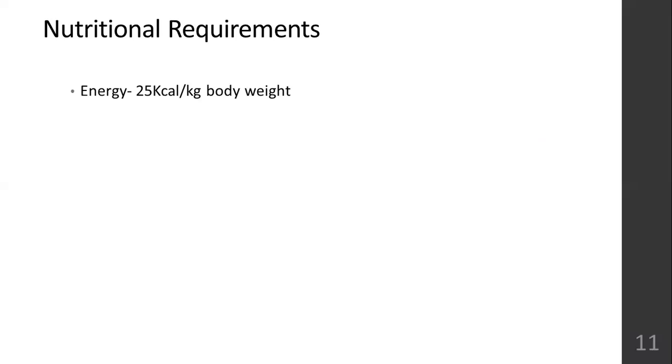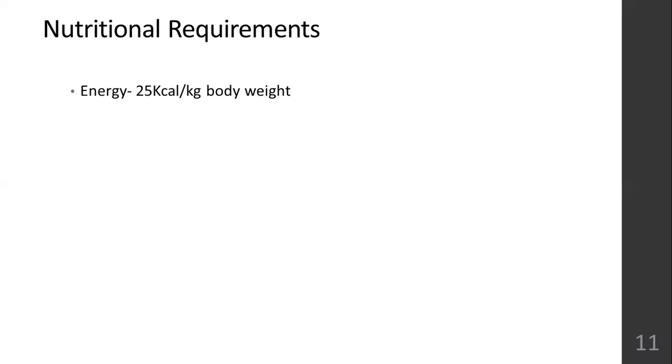Coming to the nutritional requirement, 25 kilocalories per kg body weight, whatever is the weight of the patient diagnosed with diabetes, if they are given 25 kilocalories per kg body weight, that is enough. Okay. But the calorie intake also depends on their activity level. In hospitalized patients, 25 kilocalories is enough. But when they go back to their normal routine work, based on their activity level, the calorie intake may vary. Okay.